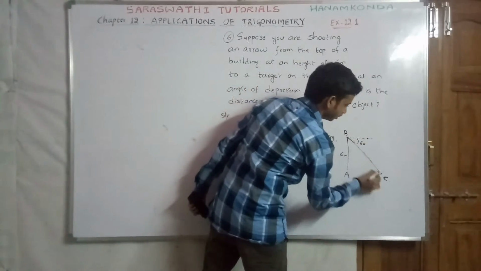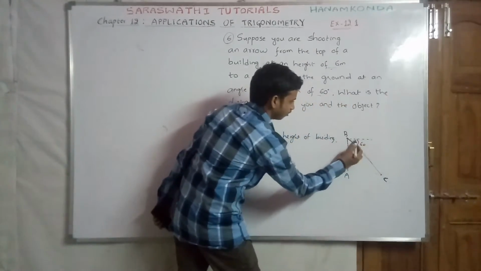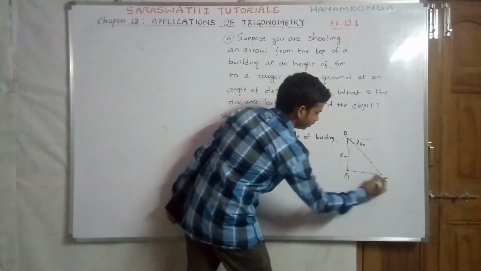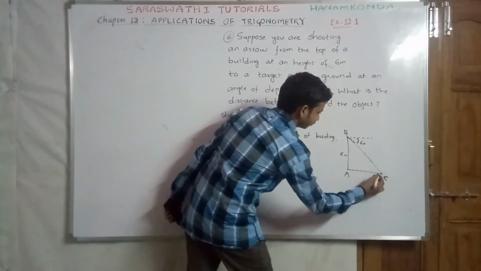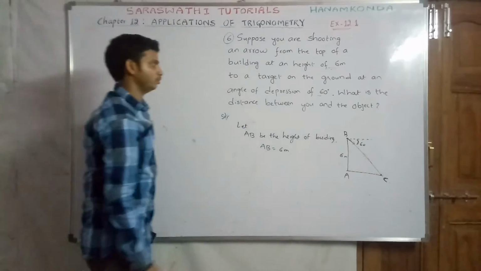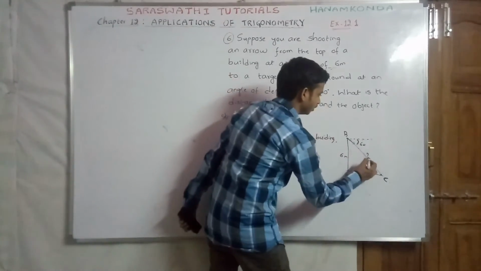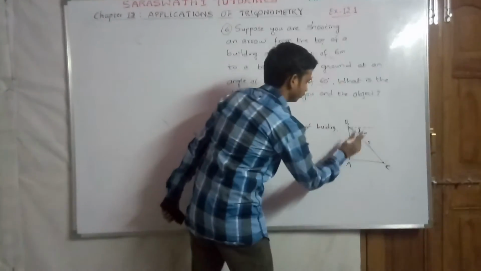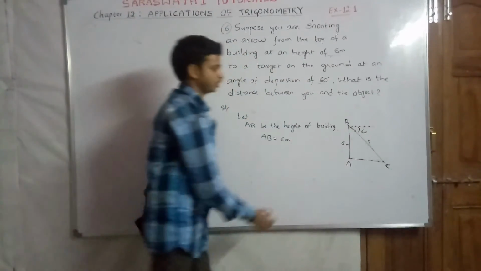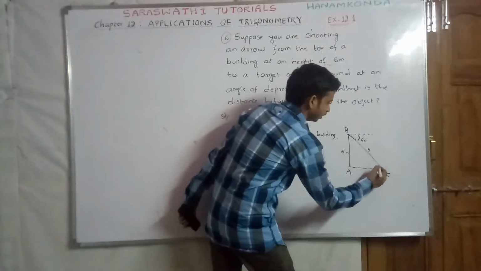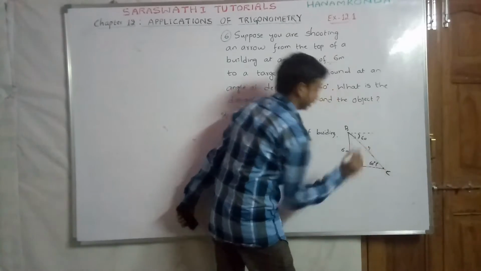So let C be the position of the object. The angle of depression is given as 60 degrees. We have to find the distance between you and the object. That means we have to find the distance BC. We know that angle of elevation equals angle of depression. That means angle ACB equal to 60 degrees.